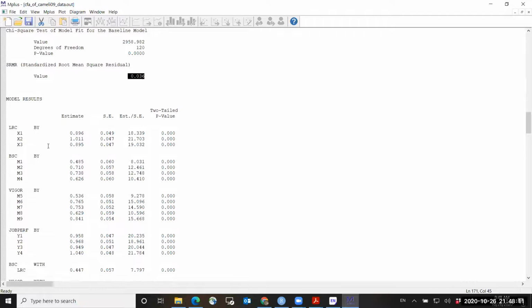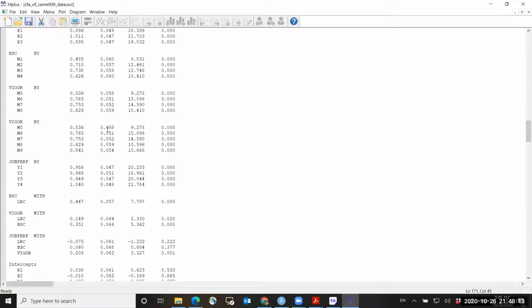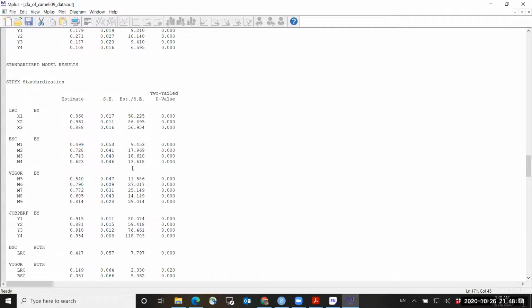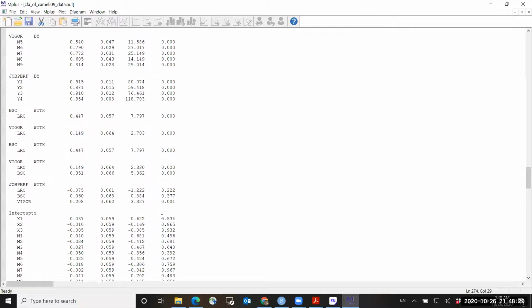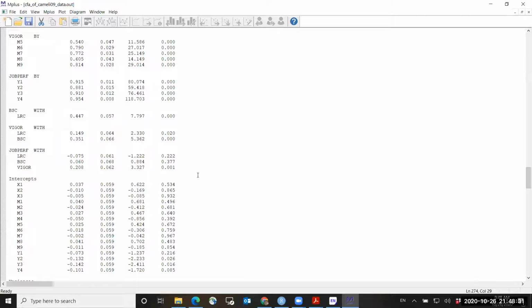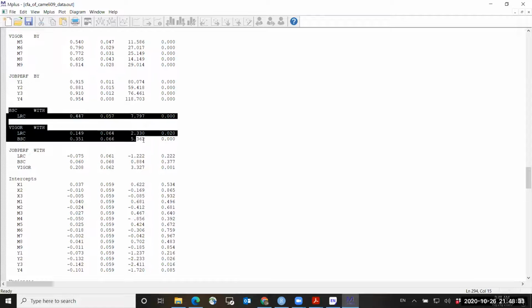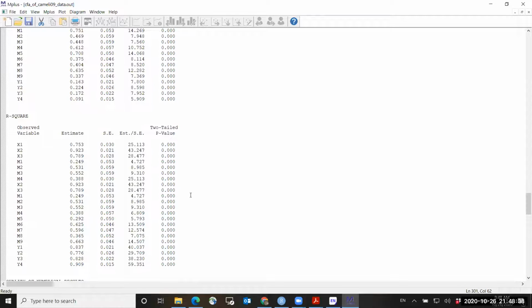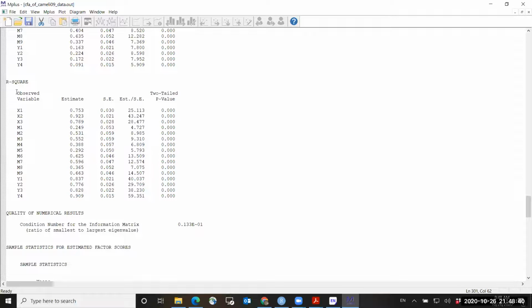And we will look at the results. I'll skip the unstandardized, go to the standardized results. The factor loadings look okay. There are some lower ones here, but overall most of them are greater than 0.7. The factors are all correlated. See the correlation between factors here. And then I will look at the R-squared. These are the R-squared. Some are very high.